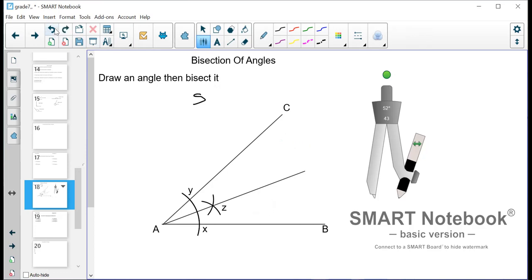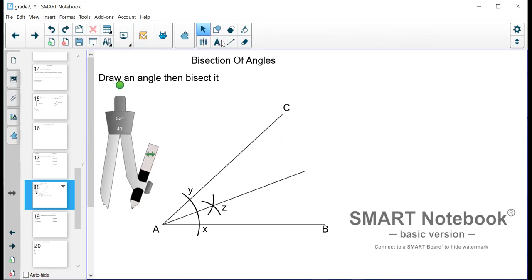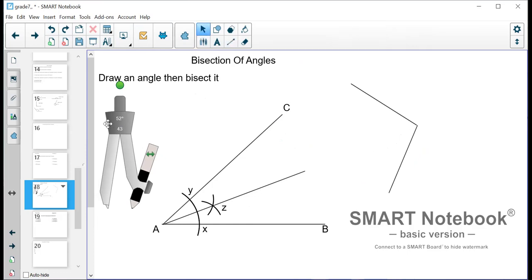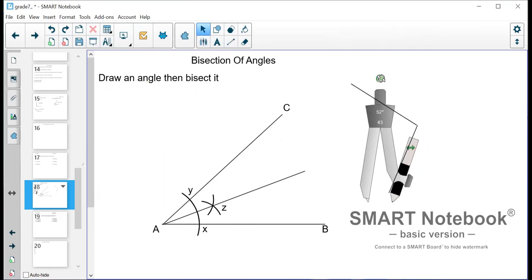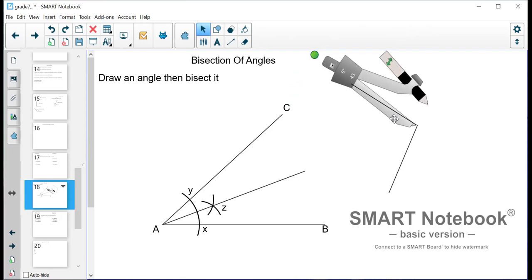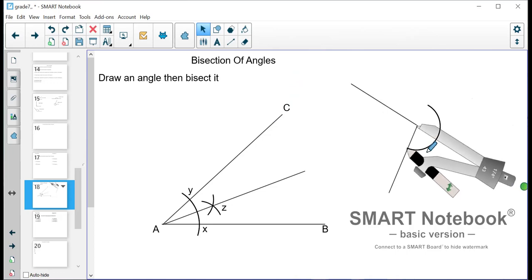Now, the same steps would apply for any angle that you want to bisect. Let's say, for example, we want to bisect a reflex angle. The steps are the same, where you place the compass point at the vertex of the angle, and with a suitable radius, you scribe an arc.